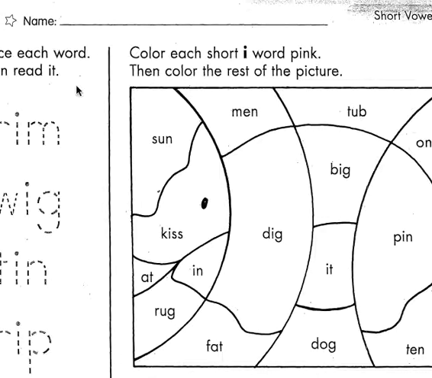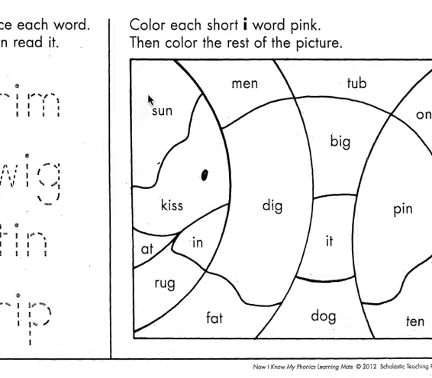The directions ask for us to trace each word, then read it. These all have the short I sound, right in the middle, what we call the medial sound. Let's read the words, and I want you to blend them using your arm before we trace. Put down your pencils and let's go. R, m, rim. Okay, let's trace over rim with your pencil.